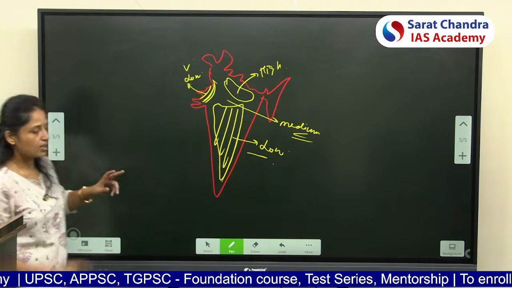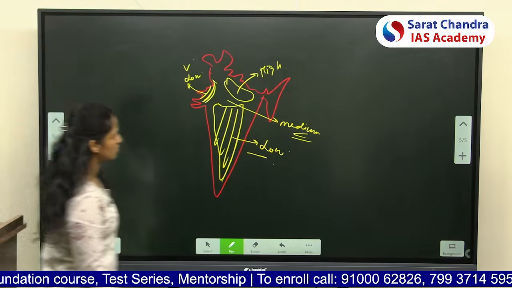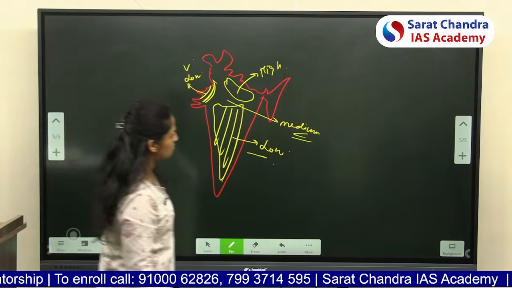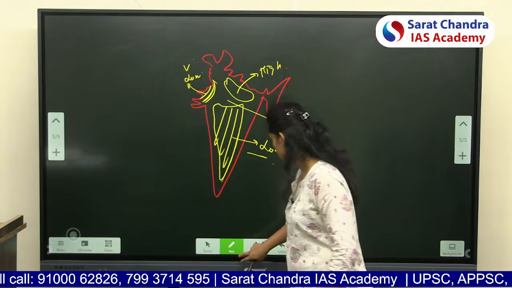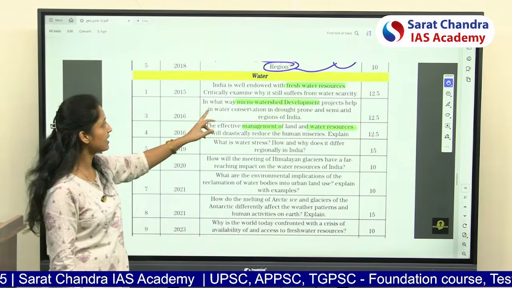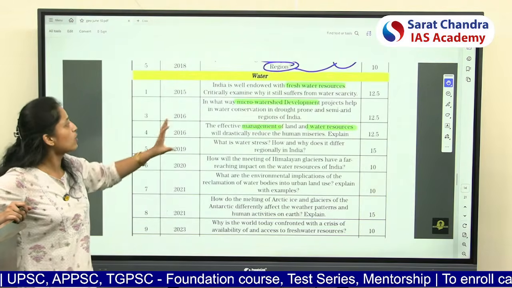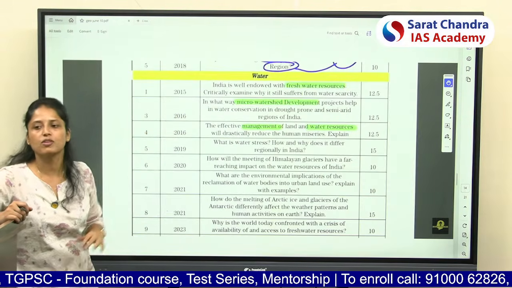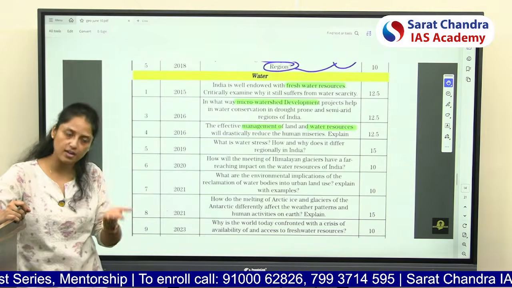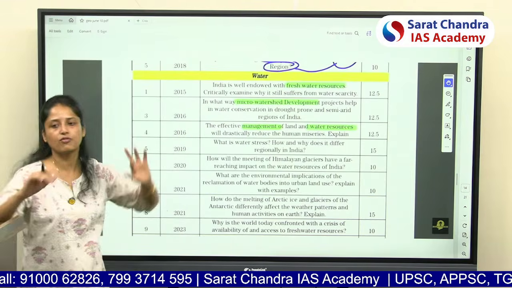See, the first line of the question says India is well endowed with fresh water resources. Critically examine why it suffers from water scarcity. UPSC could have easily asked only the question, critically examine why it still suffers from water scarcity. But first of all, UPSC has given this line. The meaning of this is that you must first have an idea of water resources in India. Then only will you analyze that even after having a lot of resources, India is still suffering from water scarcity.